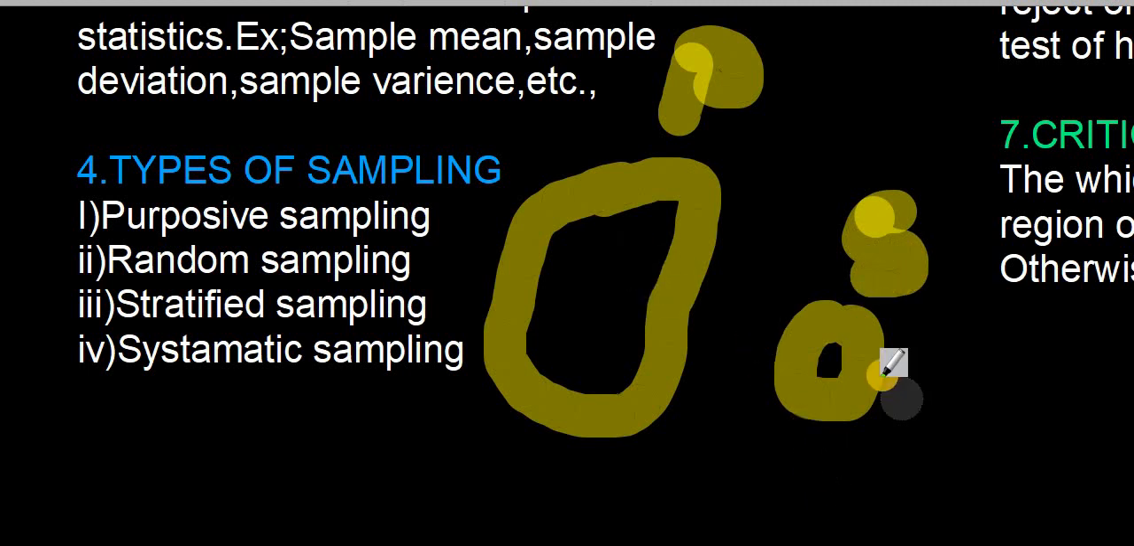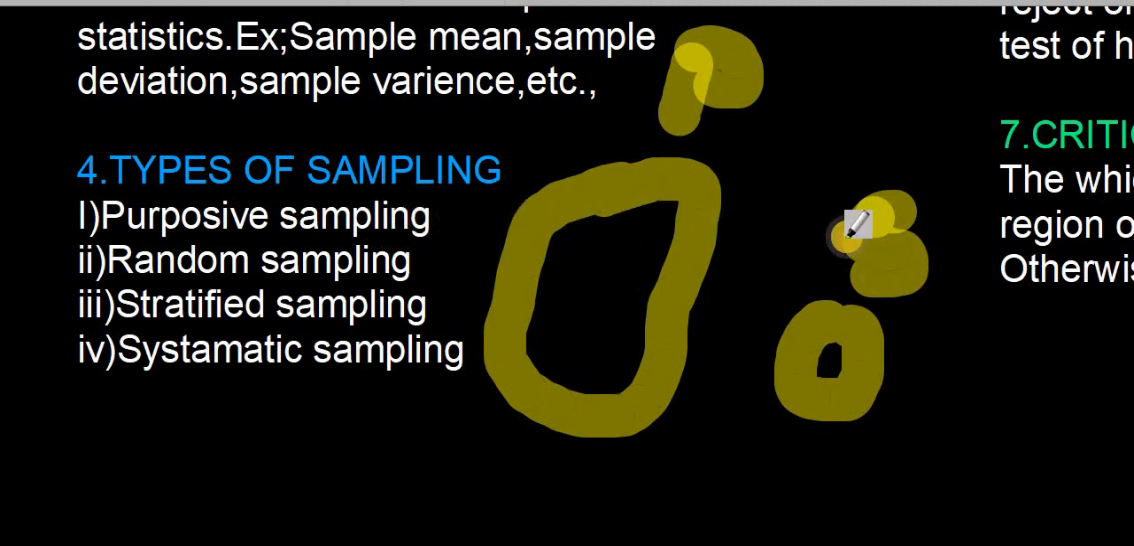Okay, so a sample can be taken from this particular population in different ways. The first one is called purposive sampling, the second is random sampling, the third is stratified sampling, and then systematic sampling. What is purposive sampling?